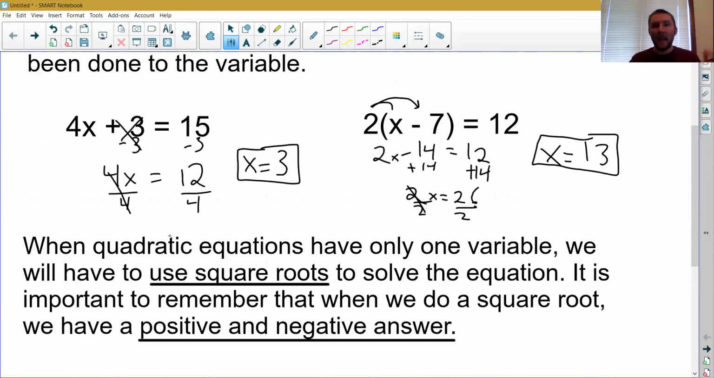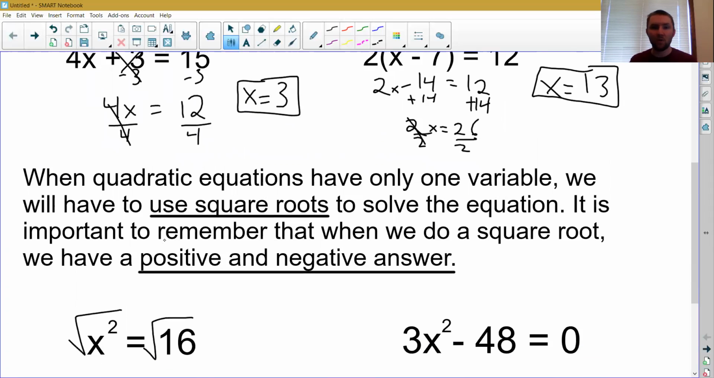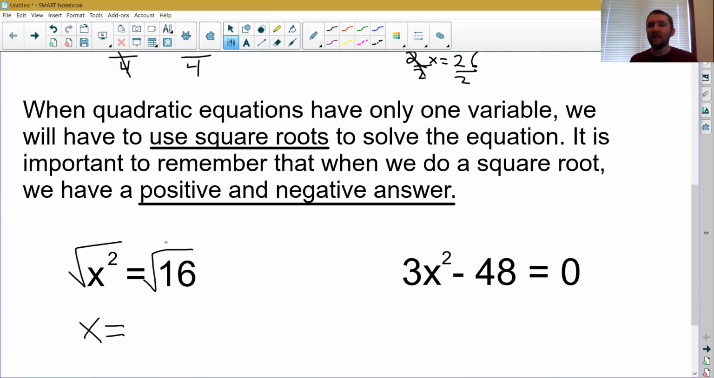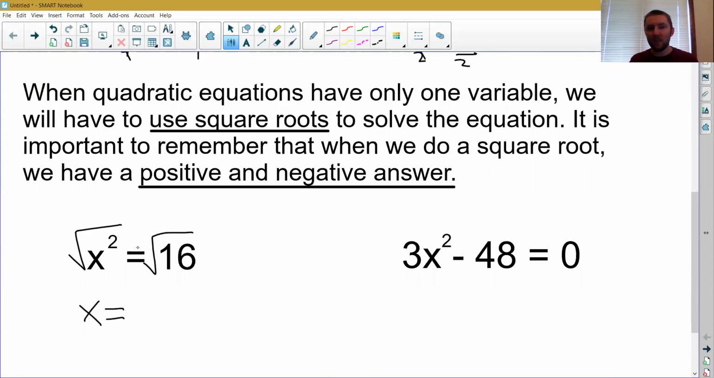Up here, we were maybe adding some number to both sides or maybe dividing both sides by something. So again, we're doing the same sort of strategy. What can we do on both sides that will undo what's been done to the variable? In this particular case, we have to undo the x squared. So we're going to square root both sides of the equation.